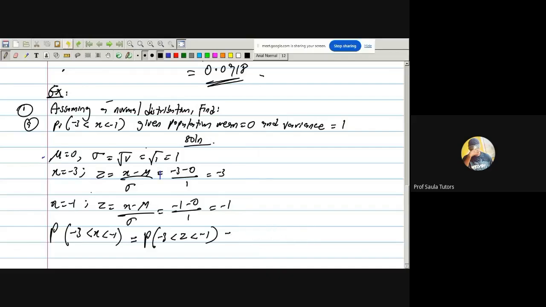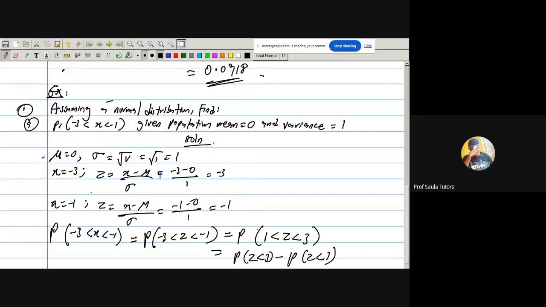Remember, I told you that I can write this thing because there's no negative on our table. So I can say this is the same thing as probability of 1 less than z less than 3. And to evaluate this, it is the same thing as probability of z less than 3 minus probability of z less than 1. This will give you your answer.